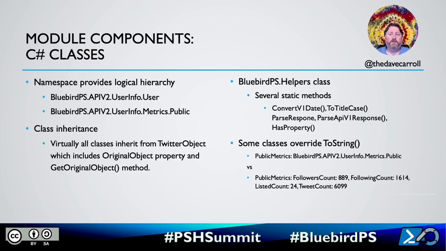I wanted to provide classes to strongly type pretty much everything that the API gives me. I decided to use C# classes because you can use namespaces, which provide a logical hierarchy, like BluebirdPS.APIV2.UserInfo.User. Going off of the UserInfo namespace, there is a sub namespace of Metrics with Public, because there are actually different types of metrics. So I use class inheritance.